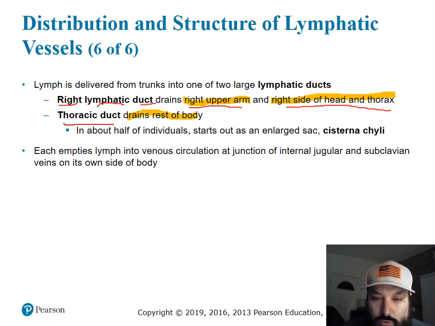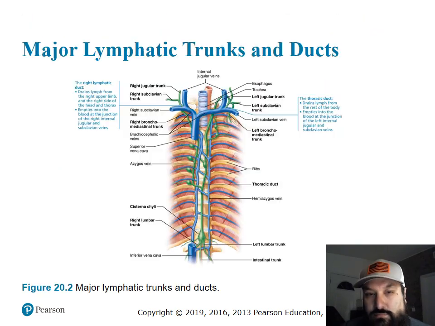So where do they drain to eventually? Where do these two ducts drain to? Well, they drain between the jugular and the subclavian vein on each side of the body. Between the right jugular and the right subclavian is where the right lymphatic duct drains, and between the left jugular and left subclavian is where the thoracic duct drains.